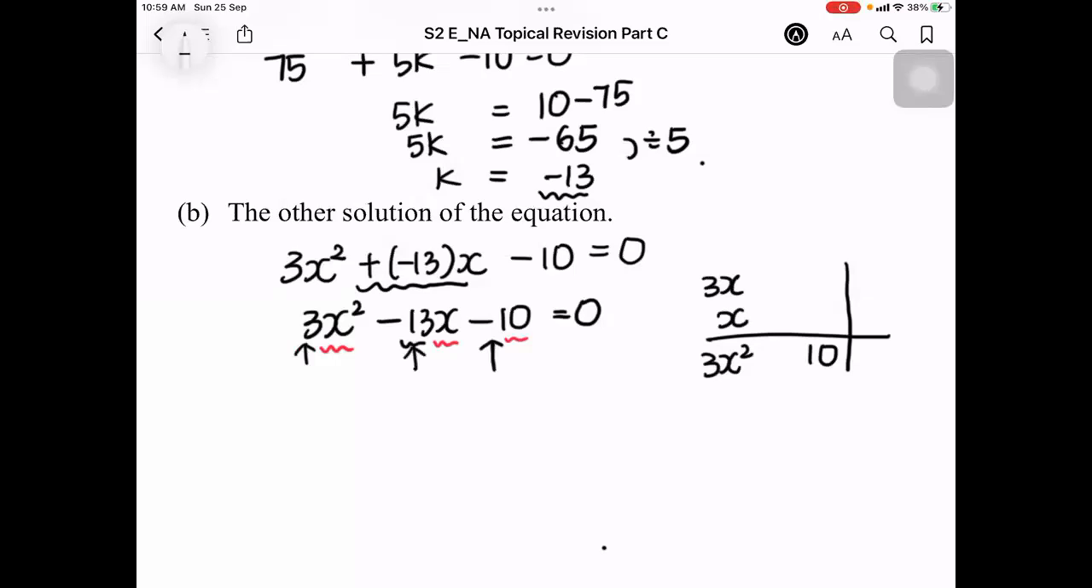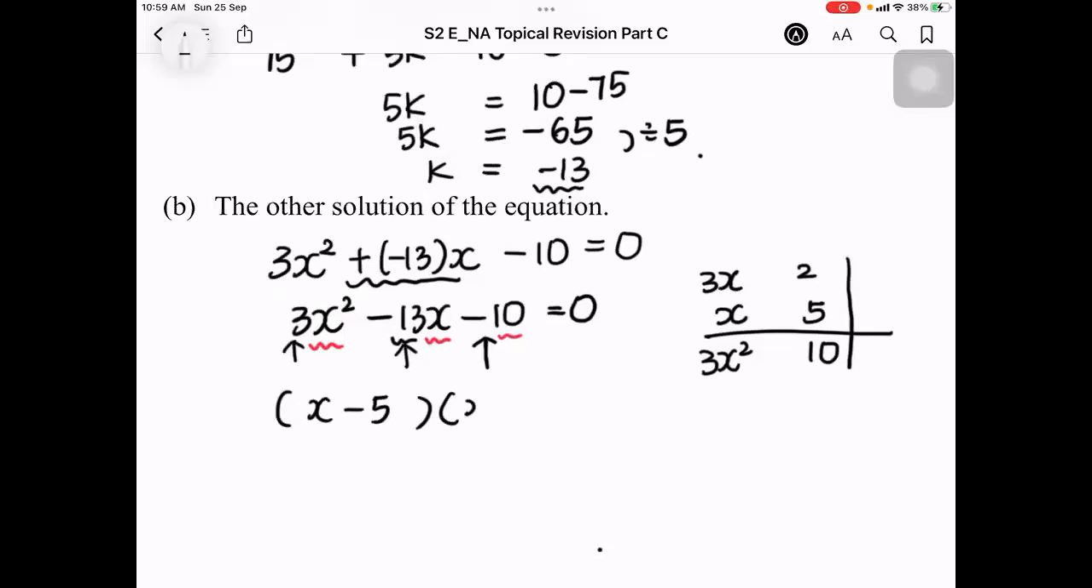Okay, my calculator gave me the number 5 on its own. The other one is 2 over 3. So I'll put 2, so 5 times 2. Let's try 3. They give me 5, and 5 is positive, so it will be x minus 5. The other one is negative, so it will be plus. So 3x plus 2. Let's check our answer.